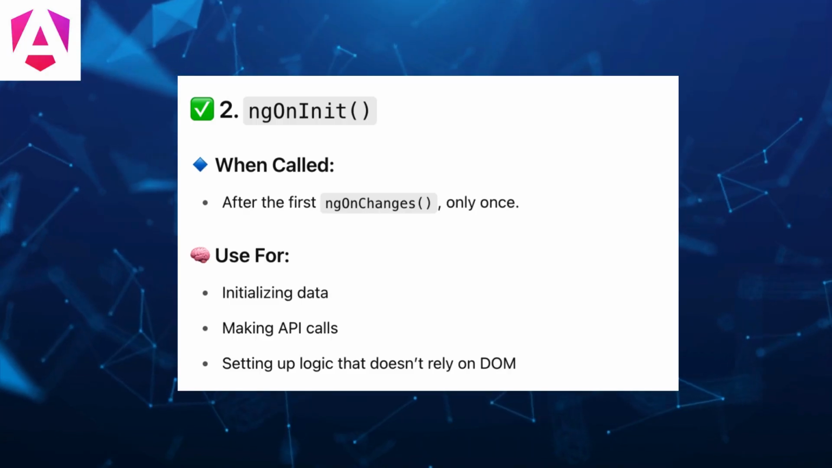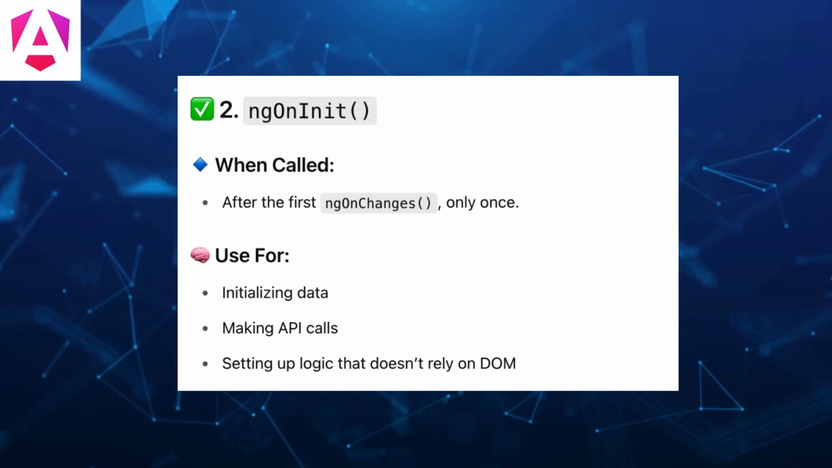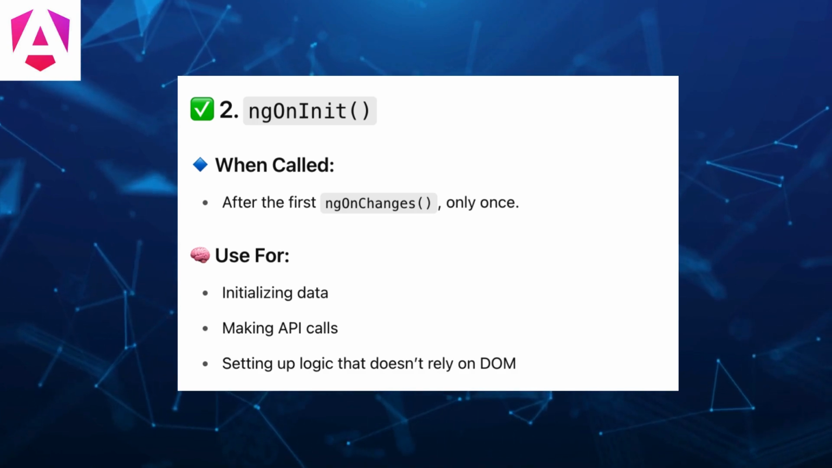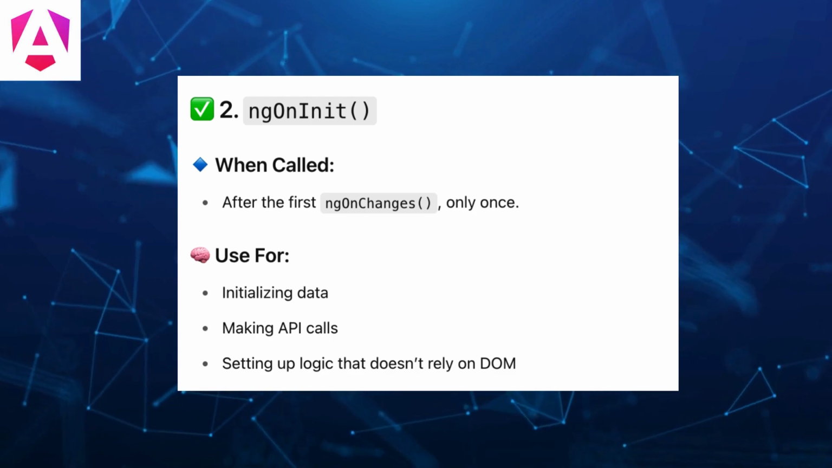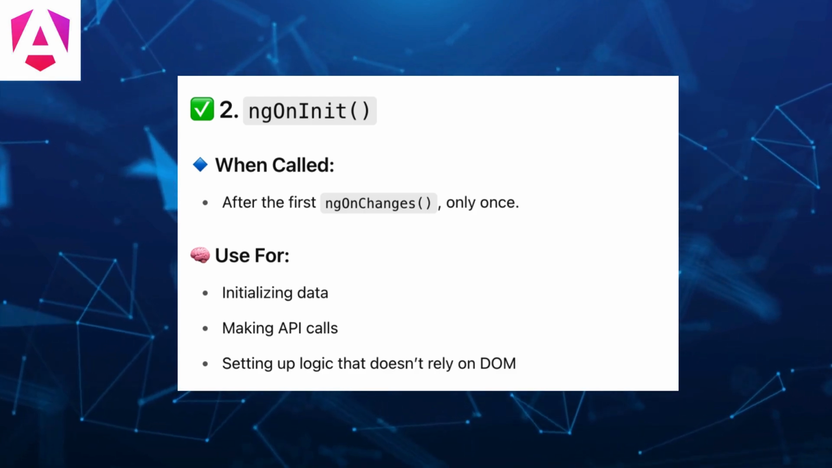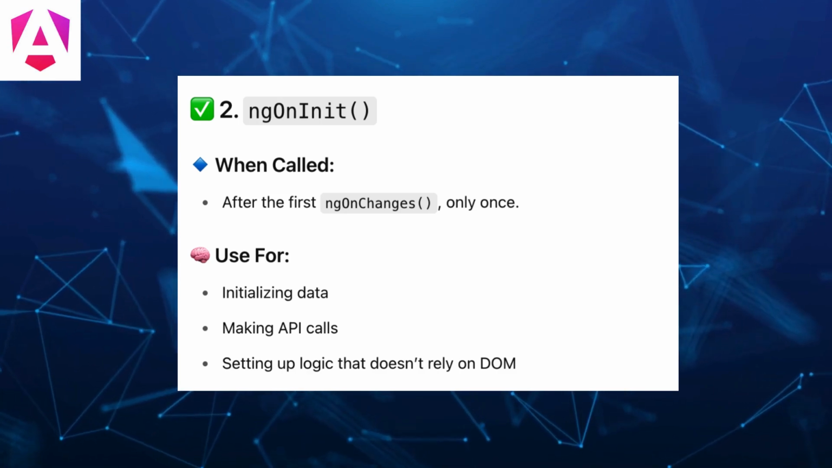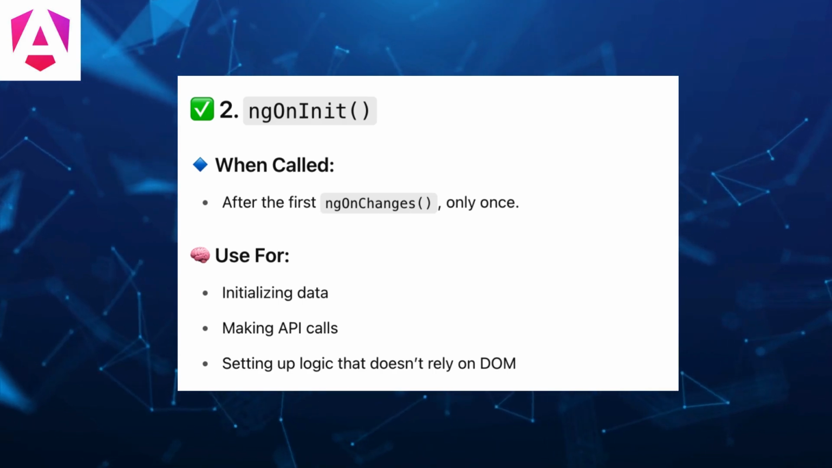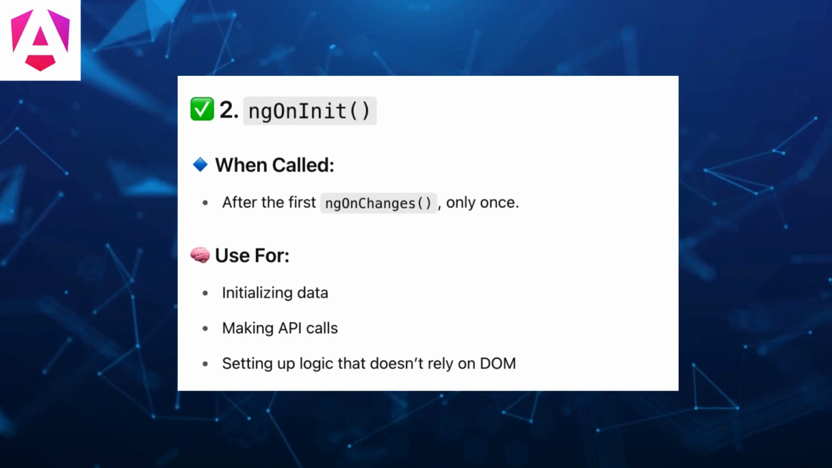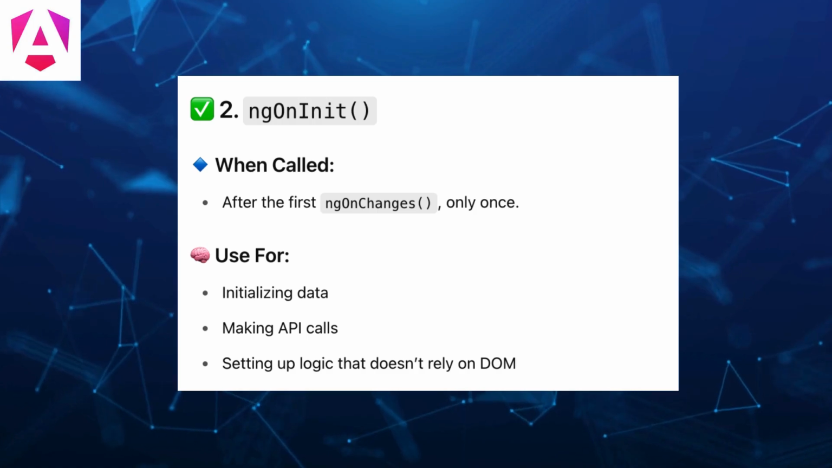So the next one is ngOnInit. ngOnInit runs after the ngOnChanges hook. This hook is very important. If you want to perform any API call, any variable initialization, anything like that, you can do it inside ngOnInit. ngOnInit always executes only once when your application loads.